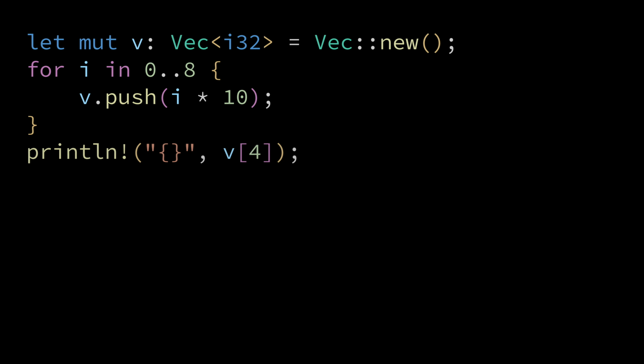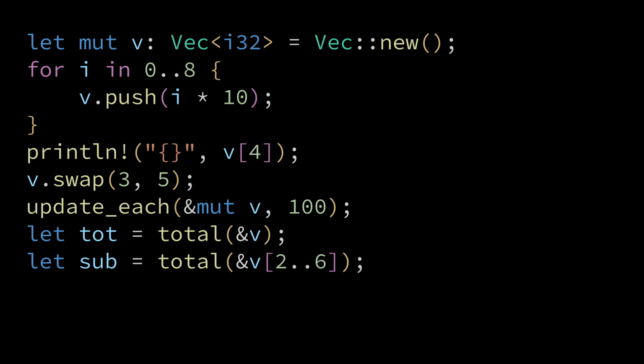To access the elements, we can index into the vec with square brackets, just as if it was an array or an array slice. In fact, any method that's defined on array slices also works with vec. So for example, I can call the swap method, and it will swap the elements at those two positions in the vec. If I take a reference to a vec, that reference will coerce to an array slice, so I can use a vec directly with any functions that take array slices. With a mutable reference to the vec, I can call updateEach to add 100 to each of the elements. Or with a shared reference to the vec, I can call the total function we made earlier. I can also index with a range and pass that subslice to the total function.